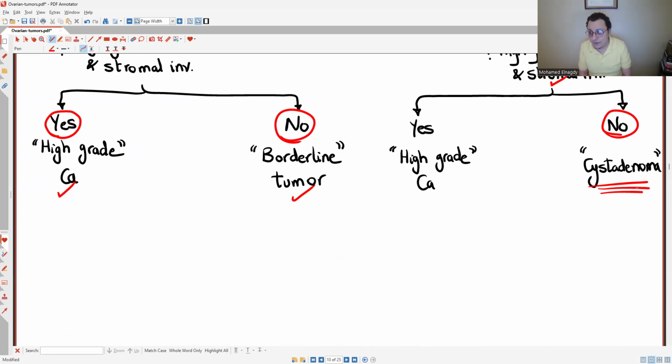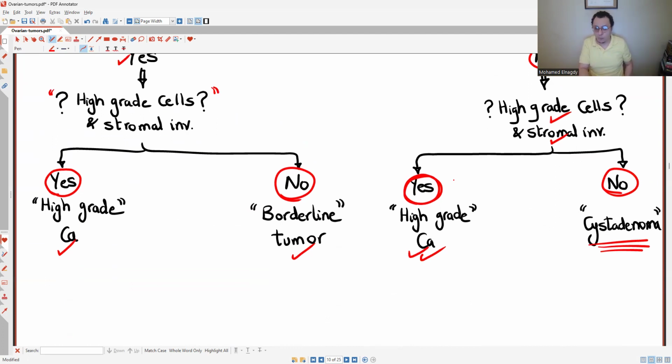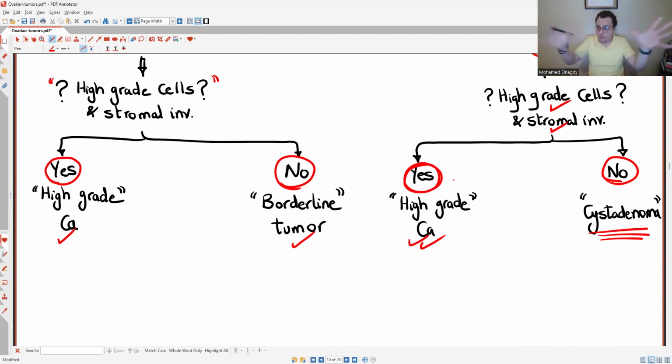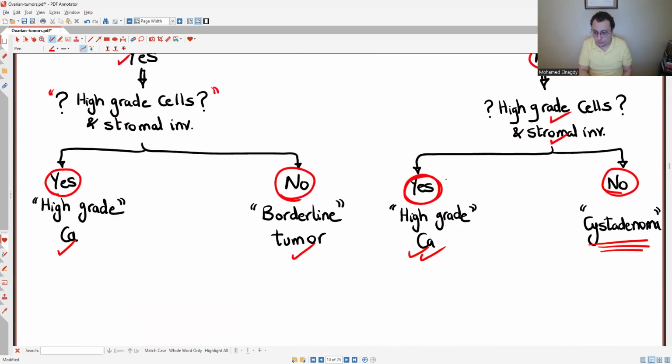However, rarely, sometimes you might not see any tufting or any papillae, but this is extremely, extremely rare. But you still see high-grade cells and you still see stromal invasion. So it's still a high-grade carcinoma, but it's an atypical presentation, because usually high-grade carcinoma comes on top of borderline tumor. So you will usually see tufting and papillary architecture, or branching or tree-like architecture.